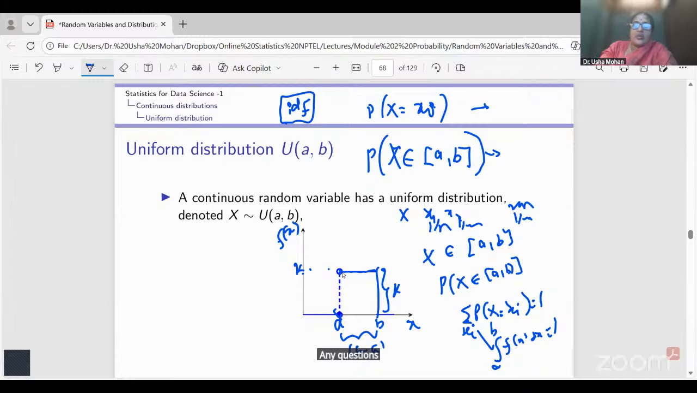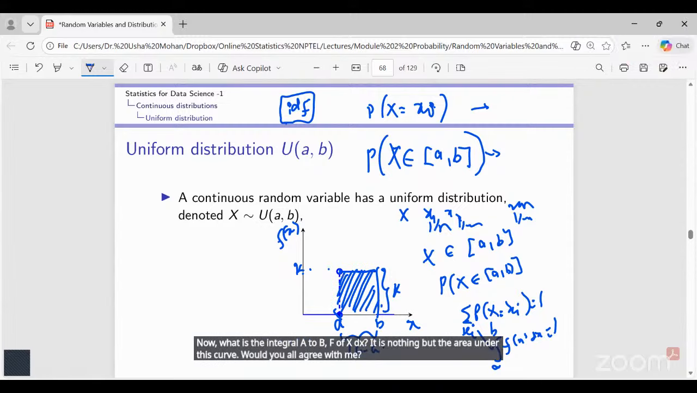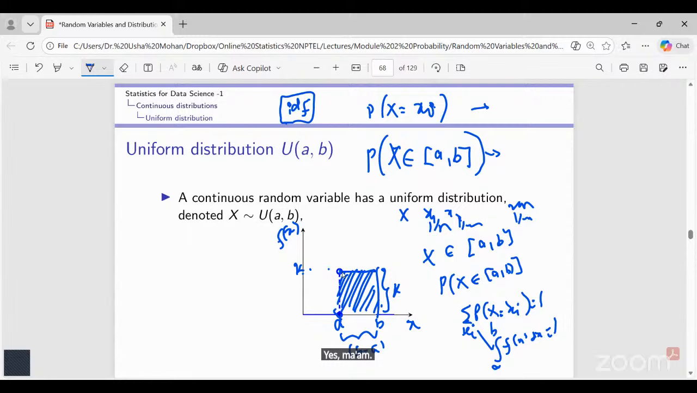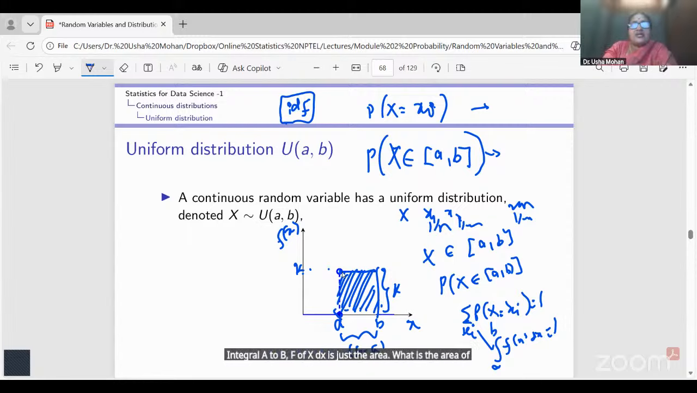Right. Now, what is the integral a to b f of x dx? It is nothing but the area under this curve. Would you all agree with me? Yes, ma'am. The integral a to b f of x dx is just the area. What is the area of this curve in terms of k, b, and a?